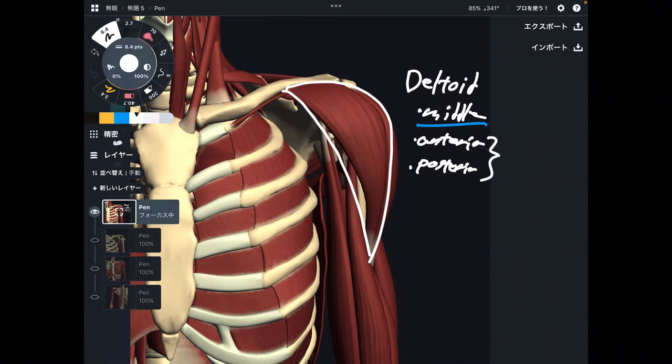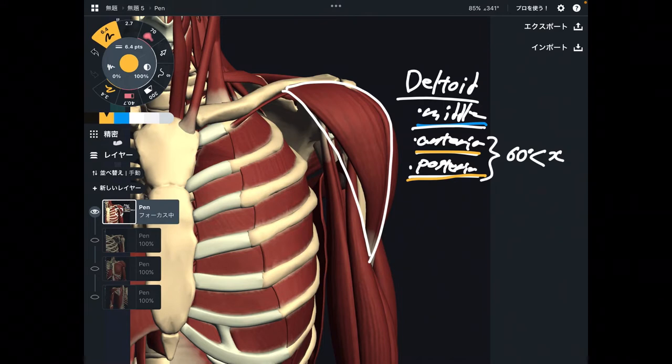Anterior part and posterior part do abduction when the shoulder is abducted over 60 degrees. Over 60 degrees, okay? When the shoulder position is over 60 degrees abduction, the anterior fiber and posterior fiber do abduction. But what happens if the shoulder position is less than 60 degrees? This is very interesting. I will talk about this later. Anyway, deltoid. The main part is the middle fiber. Anterior fiber and posterior fiber work for abduction if the shoulder is over 60 degrees abduction. Okay? This is a very strong shoulder abductor.